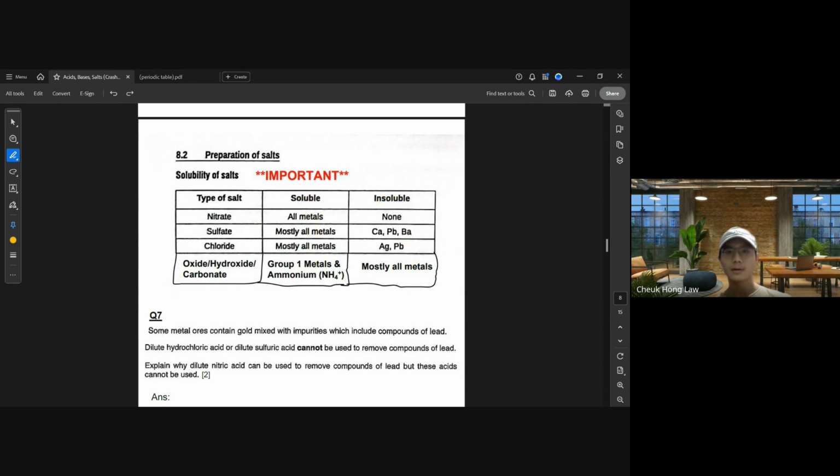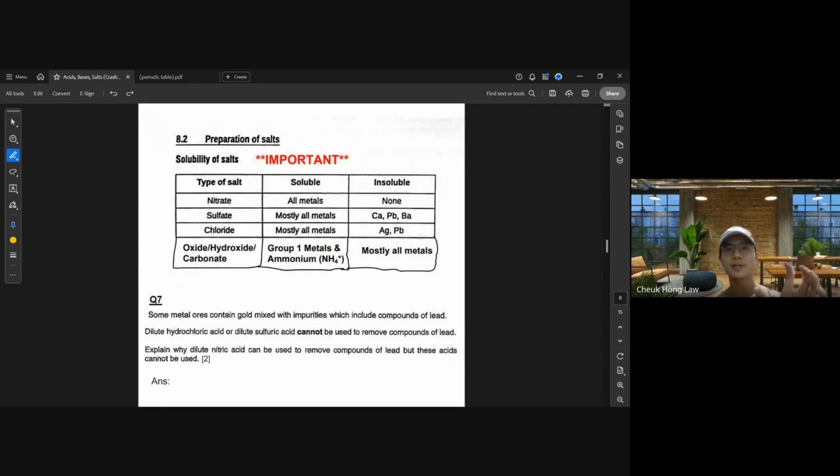Firstly, nitrates. All metal nitrates are soluble. Whenever you see a nitrate, 100% it is soluble. It will never be insoluble. So it's all soluble in water, which means that if you add water to a certain nitrate, it will turn aqueous, which is this state symbol. Now we move on to the confusing part, which is sulfate and chloride. I have an acronym for this. Let me copy and paste it.